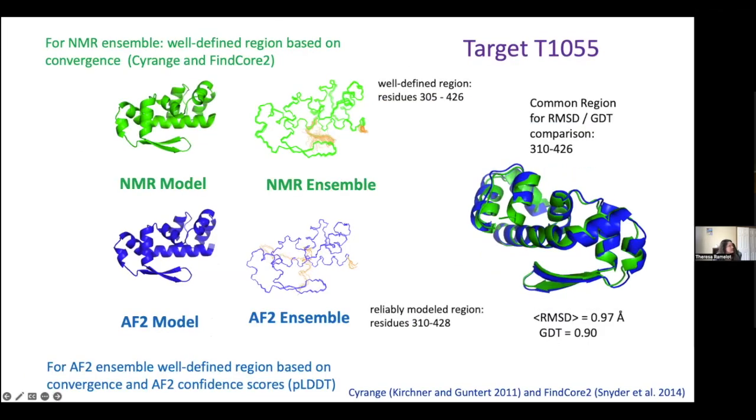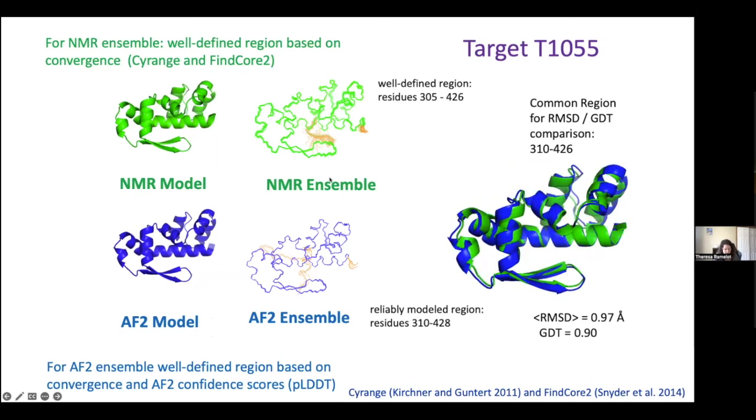All right. So the first thing we do before we start this analysis is define the regions that we're going to use for the overlap and for the evaluation. For the NMR model, we typically would use software called SciRange or FindCore2 that shows you the ordered residues and the disordered residues. And so for the well-defined regions of this NMR structure of 20 models in the ensemble, we choose residues 305 to 426 as the ordered residues.